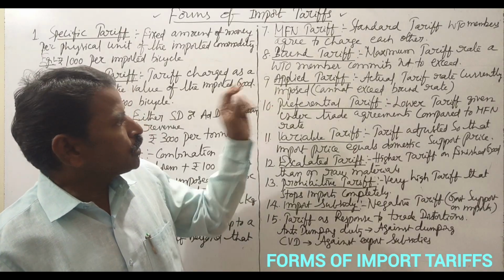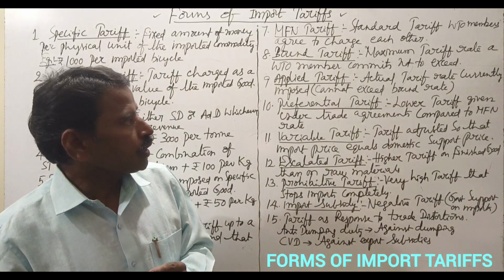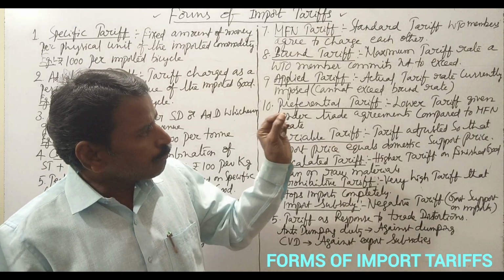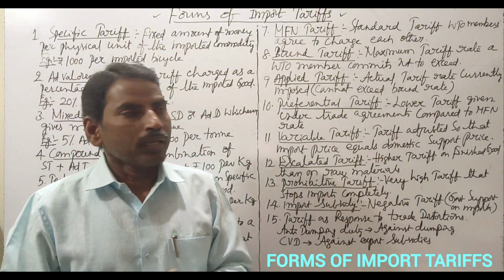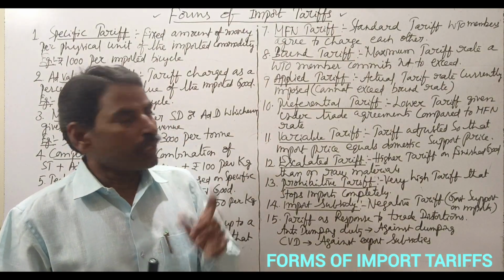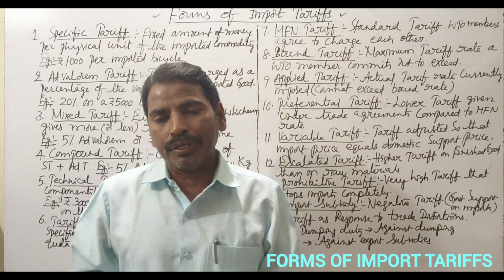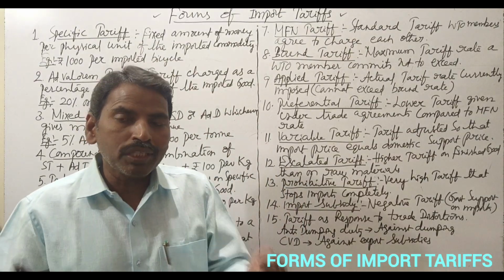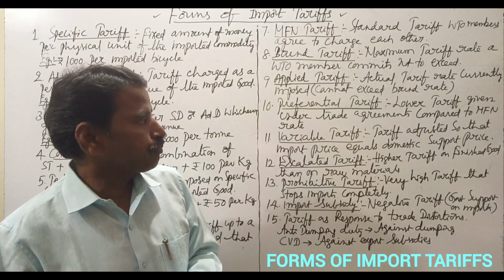Next, ninth one is applied tariff. The actual tariff rate currently imposed. That is called applied tariff. It cannot exceed the bound rate.